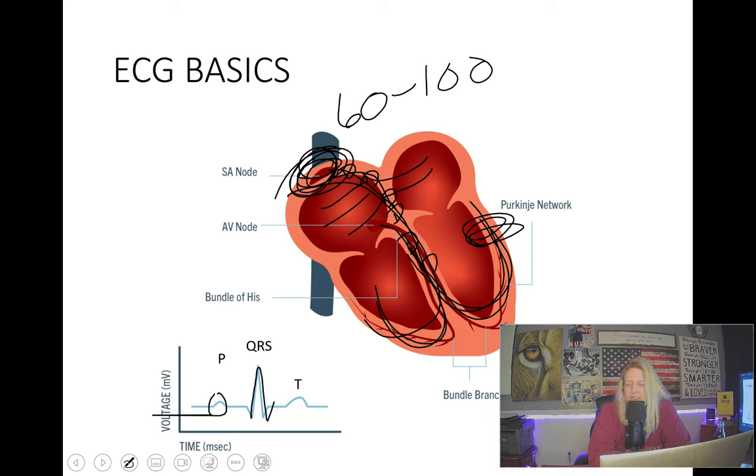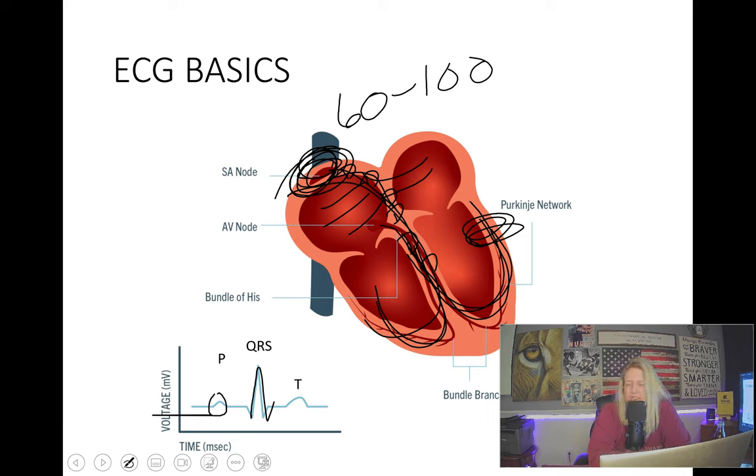So how many small boxes are within the QRS? Here's one. And then this one ends before even the next small box. So it kind of ends halfway between boxes. So I have one full box and one half a box. One full box is 0.04, but one half of a box is 0.02. So my QRS is 0.06, which is by definition narrow. So I have a narrow QRS.